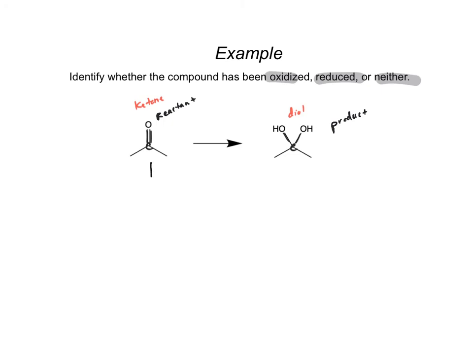So I'm going to take this carbon down here. We have a carbon. It's got a bond to each of two methyls, and it's got a double bond to the oxygen, right? Again, I'm trying to focus on assigning the oxidation state of this carbon, okay?